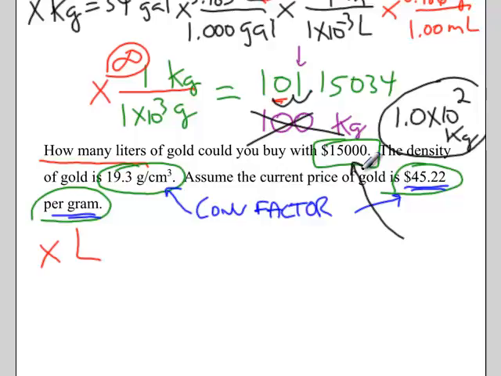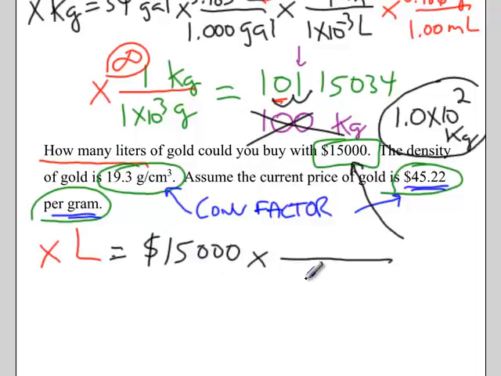$15,000 on the other hand only has 1 unit. You almost never want to start with a conversion factor. You want to start with a quantity that only has 1 unit. So the correct known is not the density. It's not the price of a gram of gold. It's how much money we have, which is $15,000. So your starting point should have just 1 unit.